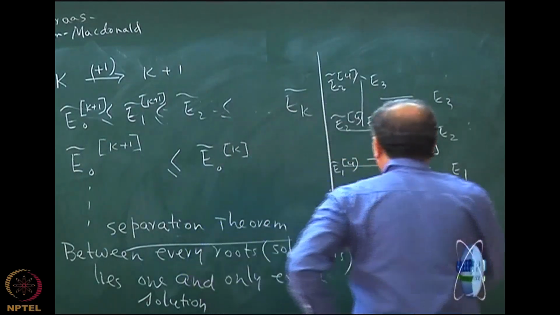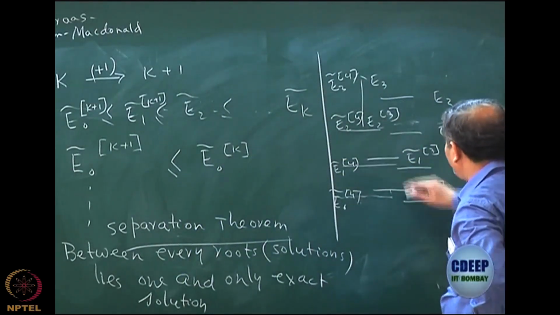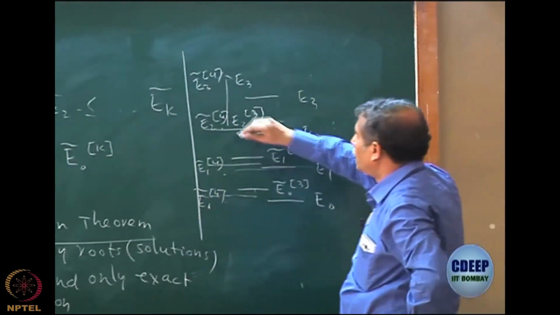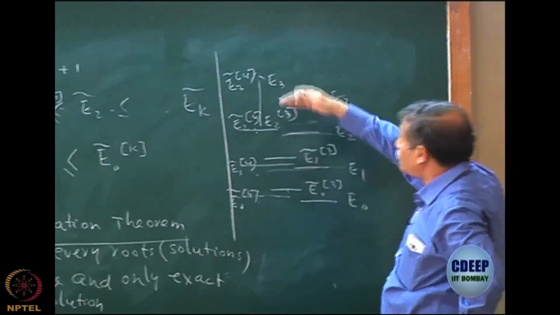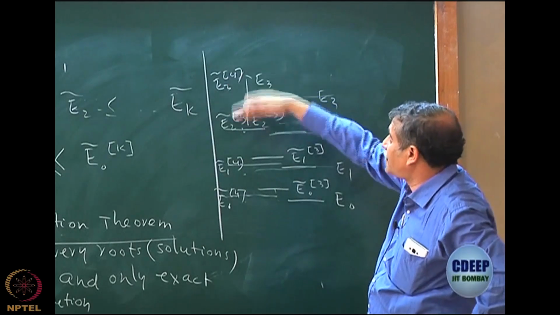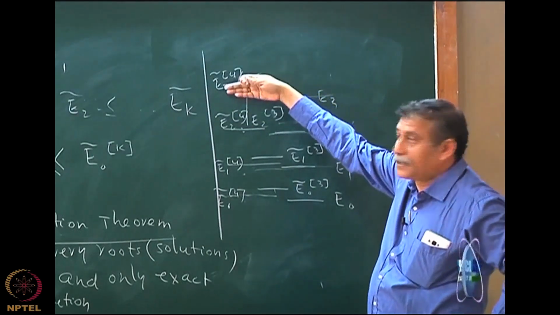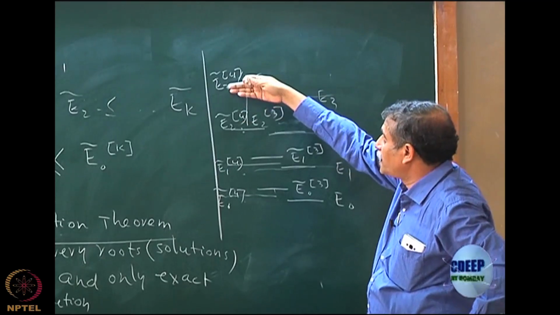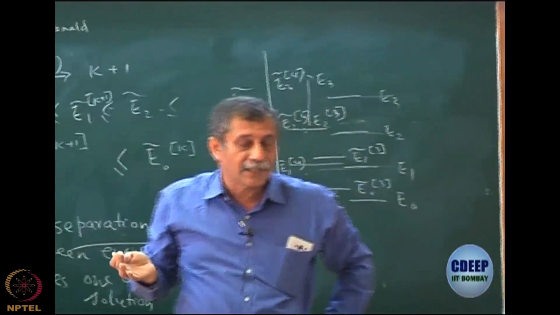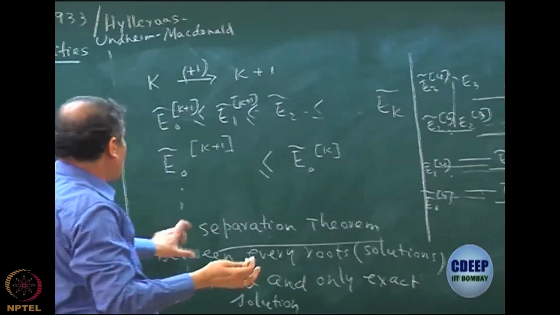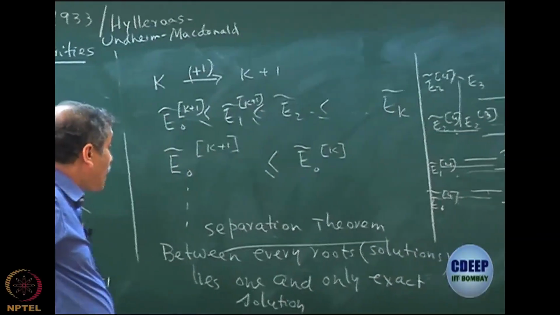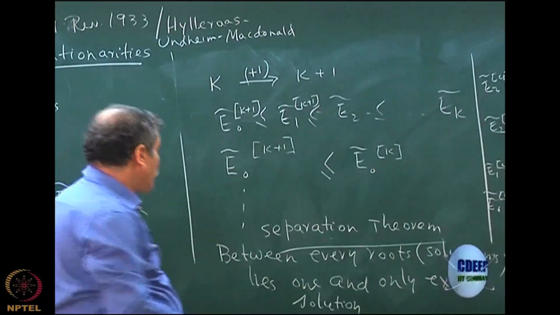So between these two roots, E0 tilde, E1 tilde, there is one root here. Between these there is one root, one exact solution. Between these there must be an exact solution. So this must not cross E3. I hope you understand. When I do a 4-dimensional basis, this cannot cross E3, exact E3, E2 tilde 4. So this must be below, because in between there must be a root, must be an exact solution. The root is of course the solution up to the variational problem. So there lies one and only one exact solution, sorry, only one.